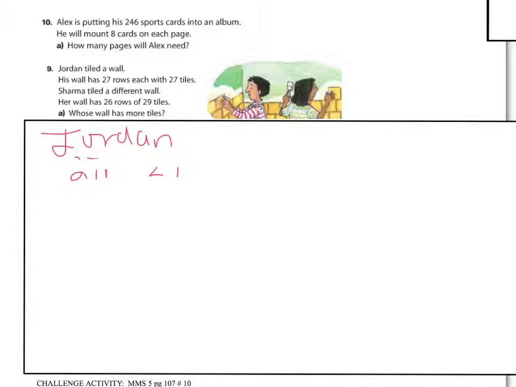I'm just going to erase this here so I have a little bit more room to work with. So we have 27 times 27. We start with our ones place. 7 times 7 is 49. I put my 9 under the 7. I put my 4 above the 2.